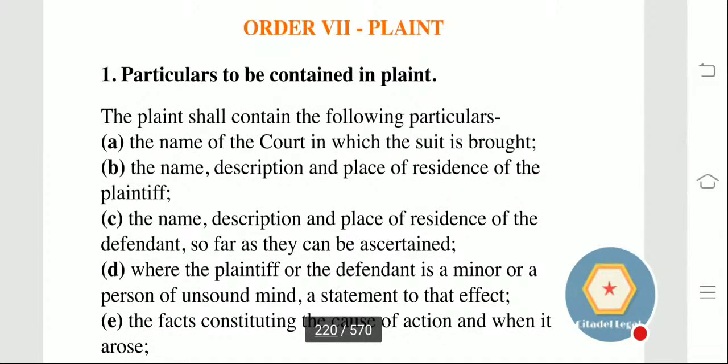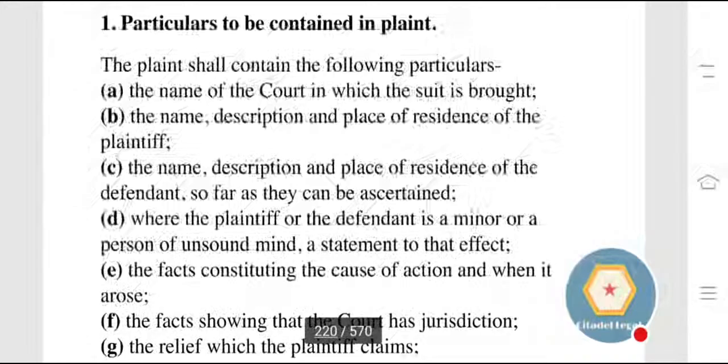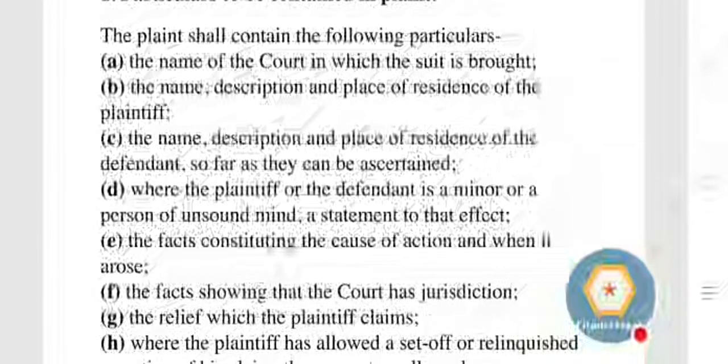So order 7, that is plaint, of the Civil Procedure Code 1908. Now rule 1 says particulars to be contained in a plaint. The plaint contains the following particulars. B, the name, description and place of residence of the plaintiff, and place of residence of the defendant so far as can be ascertained. D, where the plaintiff or the defendant is a minor or a person of unsound mind, a statement to that effect. E, the facts constituting the cause of action and when it arose.